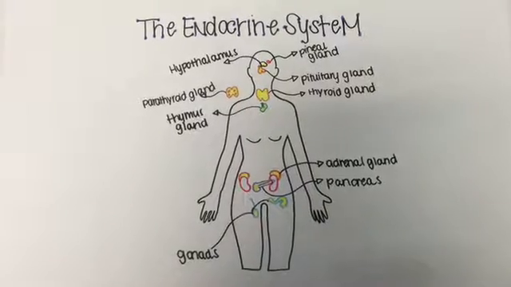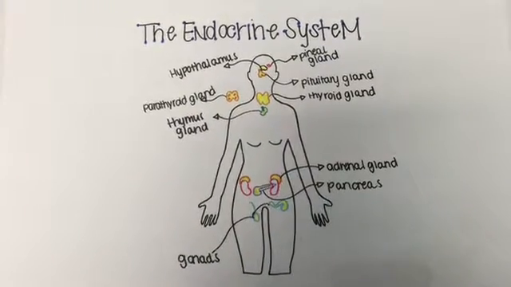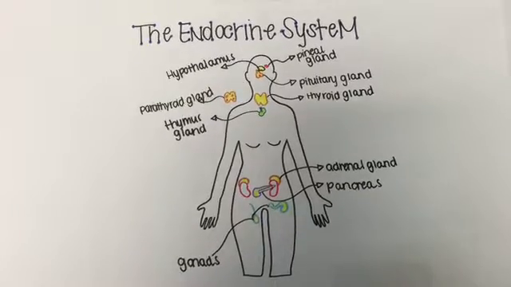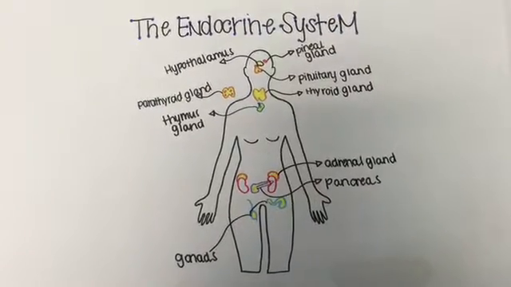As you can see, the endocrine system is a vital system that affects the entire body. Without the endocrine system playing its key role, our everyday lives would be altered completely.